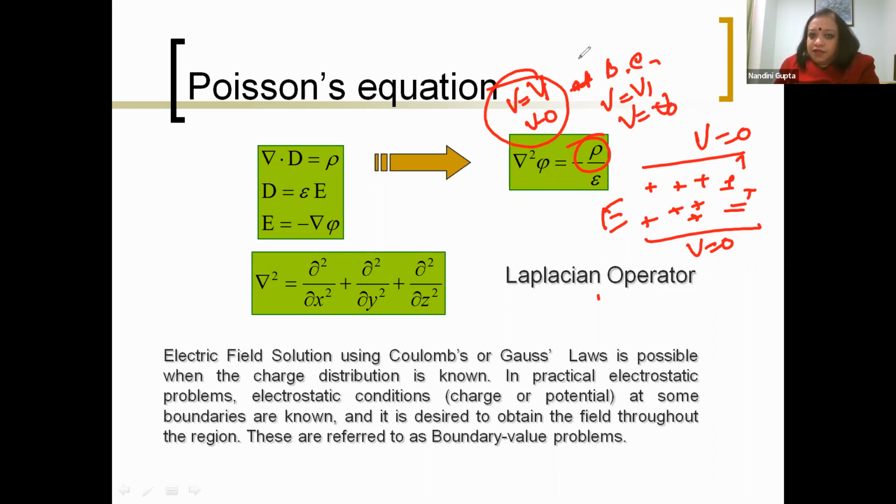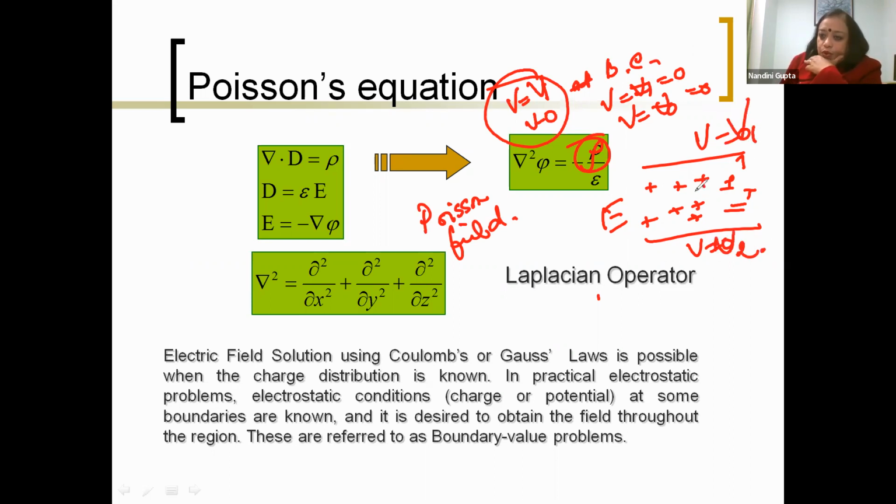In the absence of that, if these are both 0, but I have a rho, I have a charge density inside the dielectric, that will also result in an electric field. And this electric field I called Poisson field. So what it means is that when you also have V equal to V1 and V equal to V2, and you have rho, you actually have two electric fields.